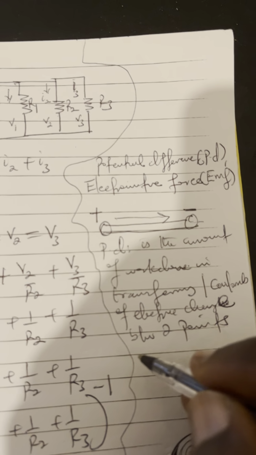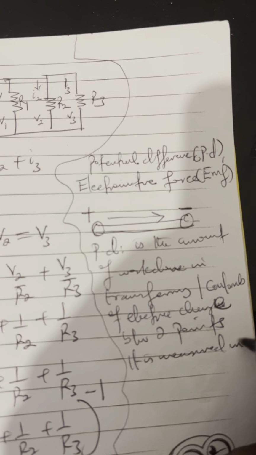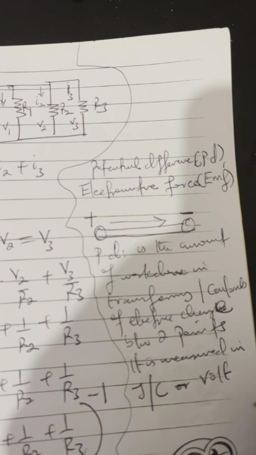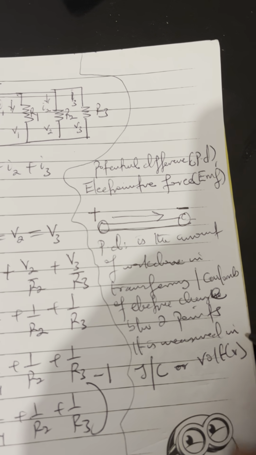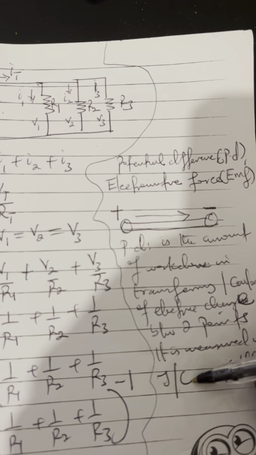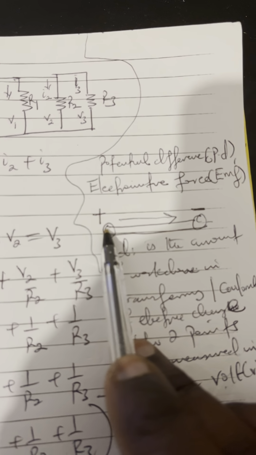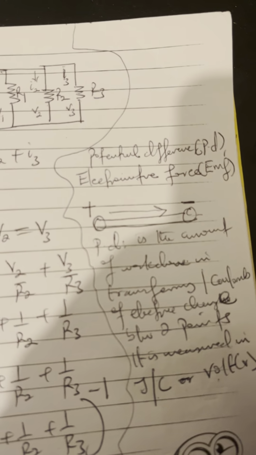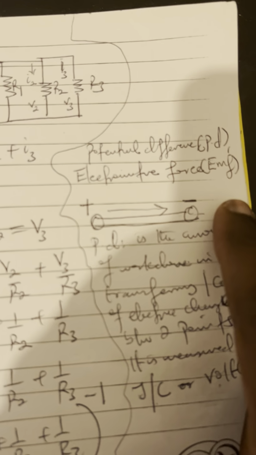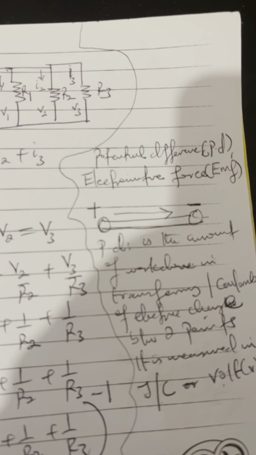And that is why it is measured in joules per coulomb or volts. It's either you measure it in joules per coulomb or volts. Volt and joules per coulomb are the same, they are equivalent. So the work required in transferring an electric charge of 1 coulomb from higher potential to lower potential is called potential difference, PD.